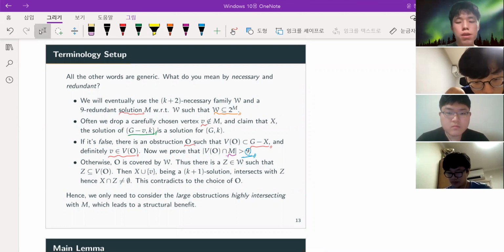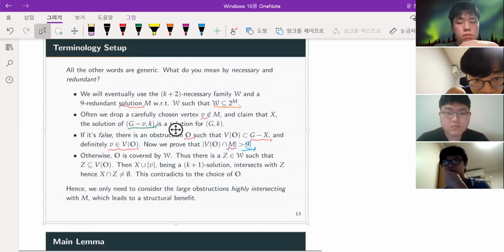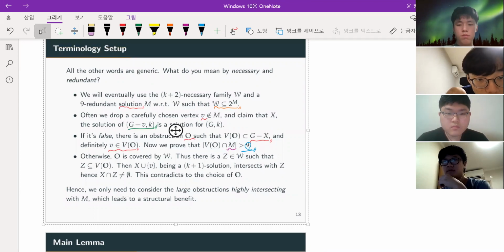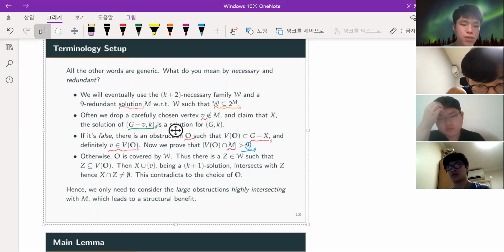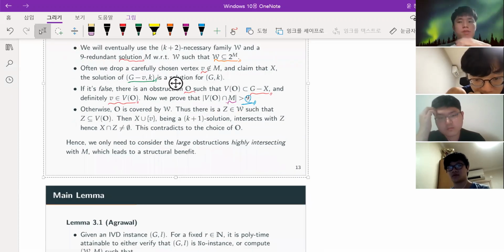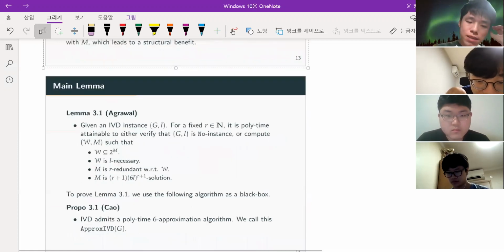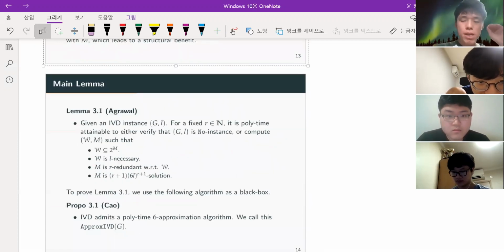So I think we are ready to resume. Okay. So we know that if we have M and W, it is very easy to deal. Then how do we find the real W and M in our hand?